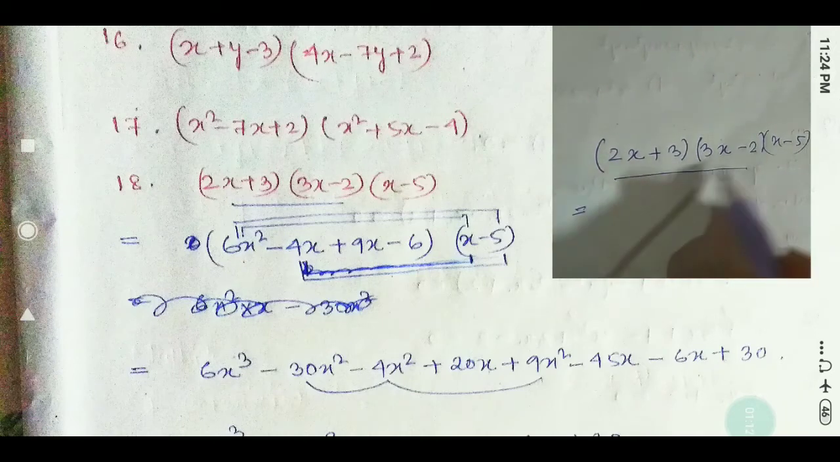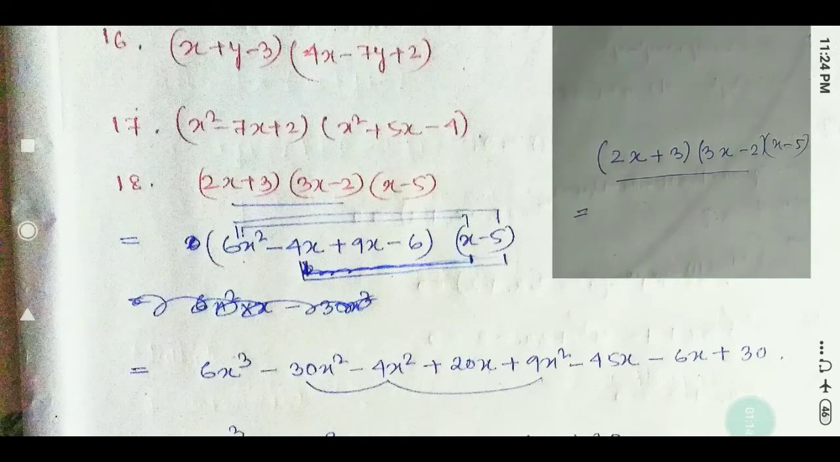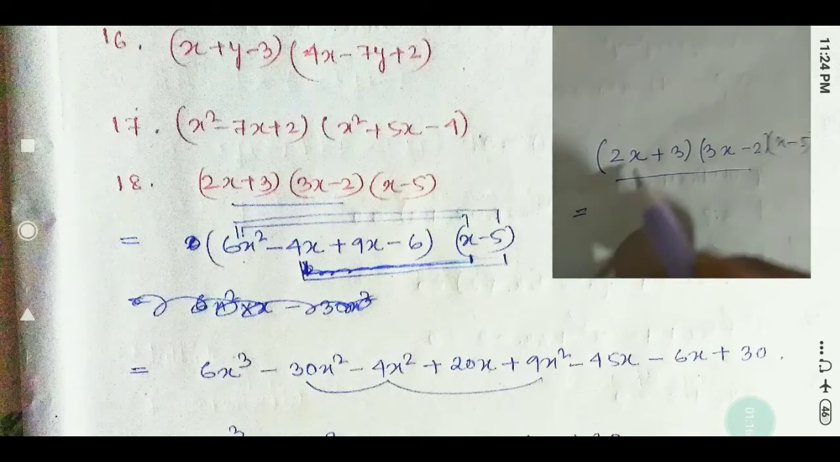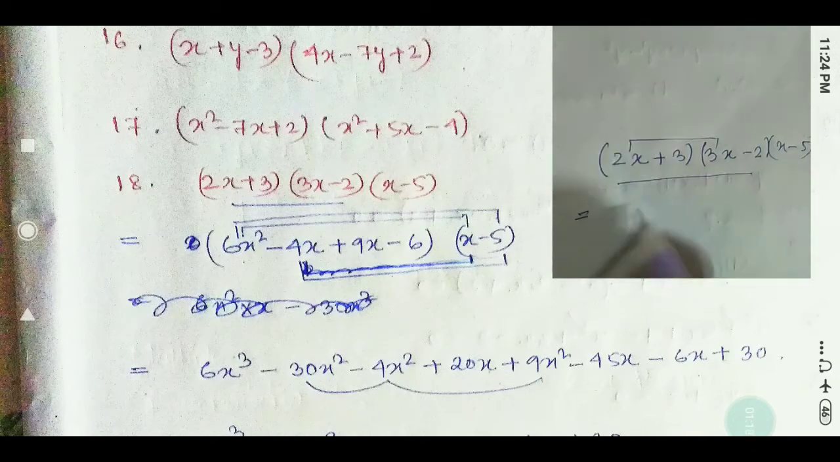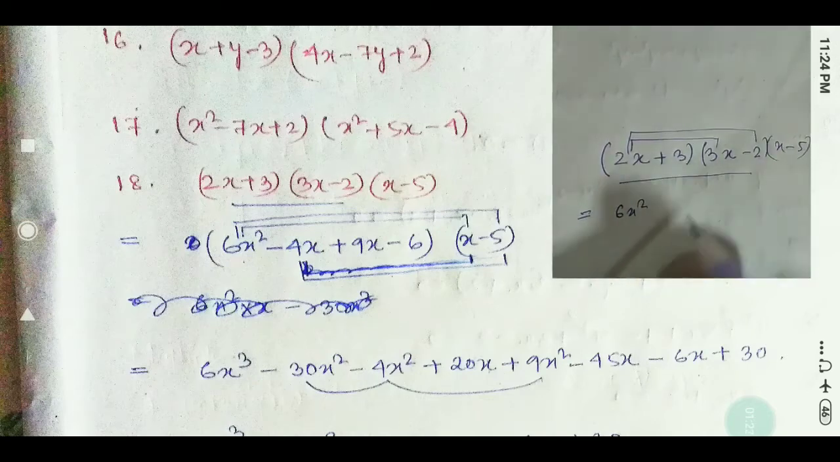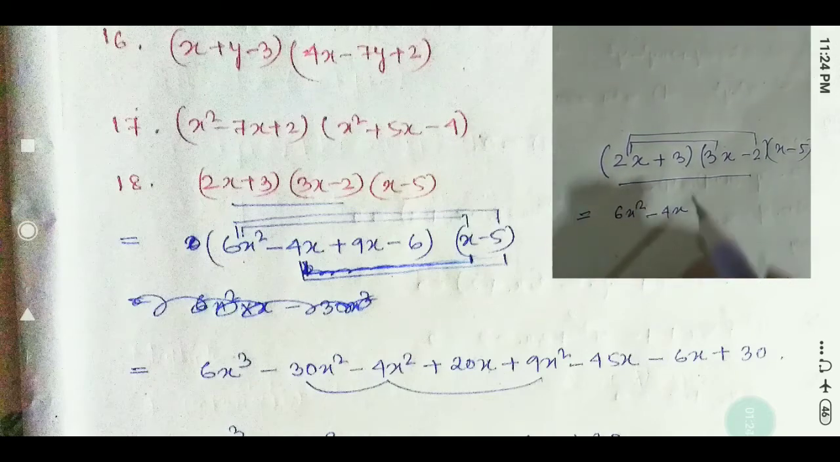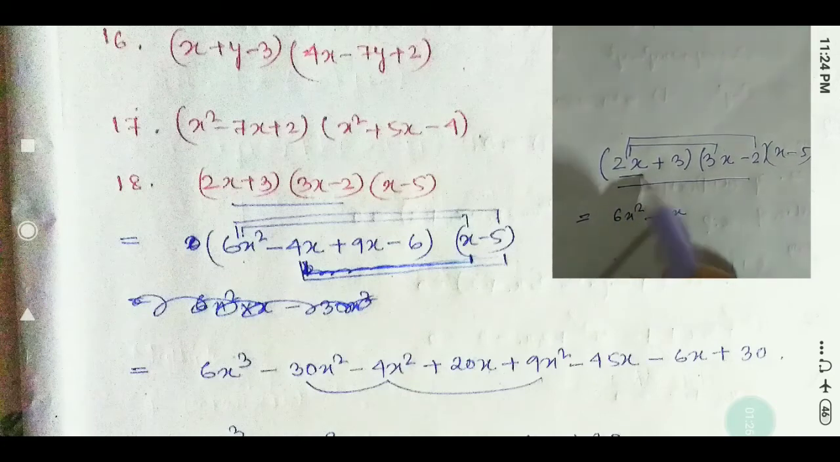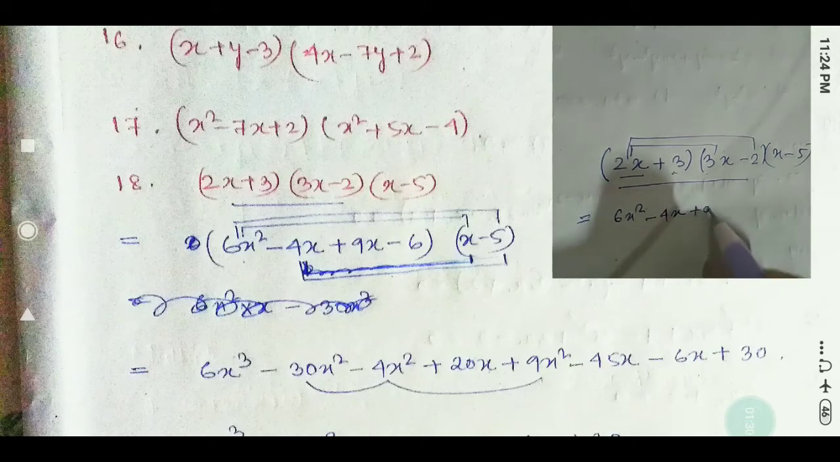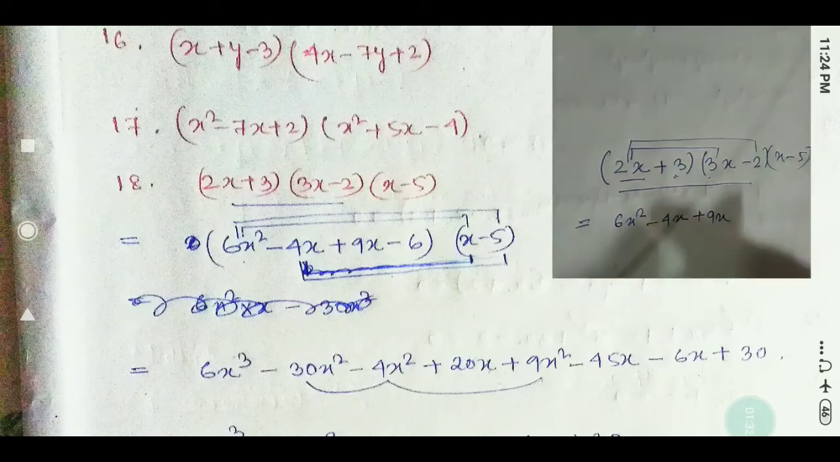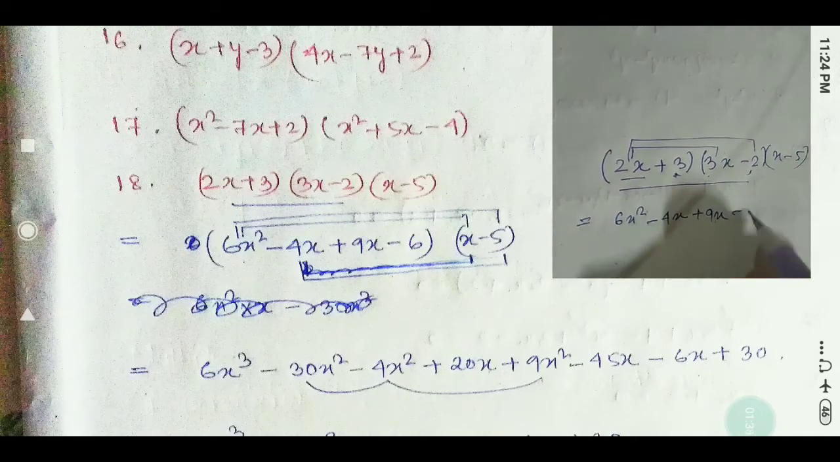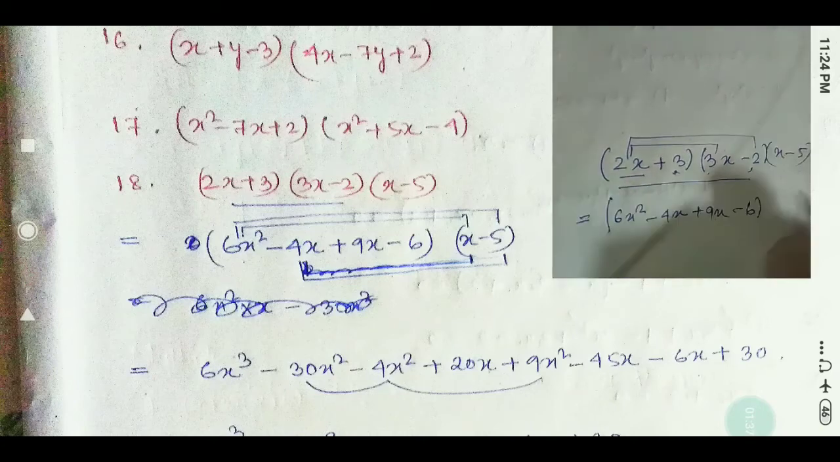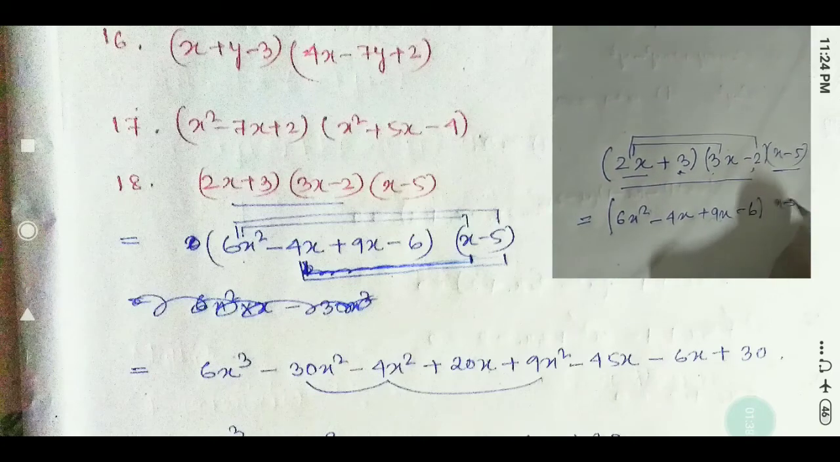So first these two are in the first and second, so I will do the first and second terms. So 2x and 3x, 6x square, 2x and 2, 4x. Then this part is complete, this term. Now with the second, 3 into 3x, 9x. Then 3 into minus 2, minus 6. And this term will be as it is, x minus 5.